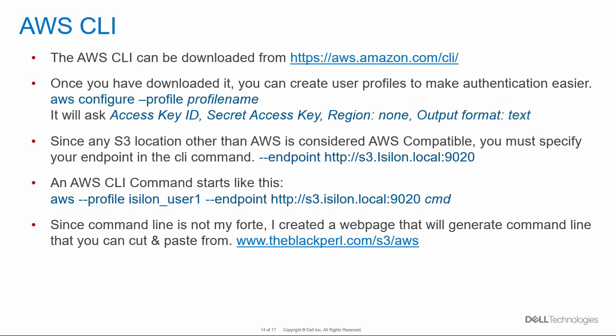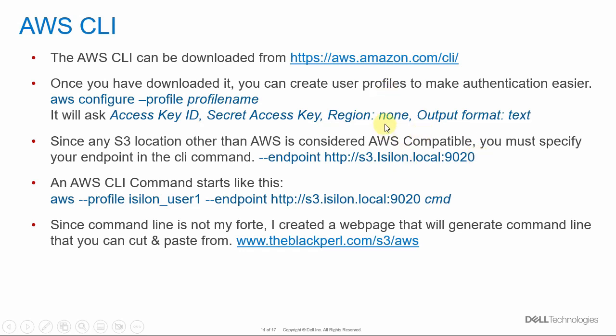And since the S3 application is something other than a standard AWS location, like they have east, west, central, you have to specify your endpoint. So the endpoint is the URL that we gave the access zone. So HTTP, S3, isilon.local. Mine was Dell UDS lab.net, and the port number when we use the path style access.